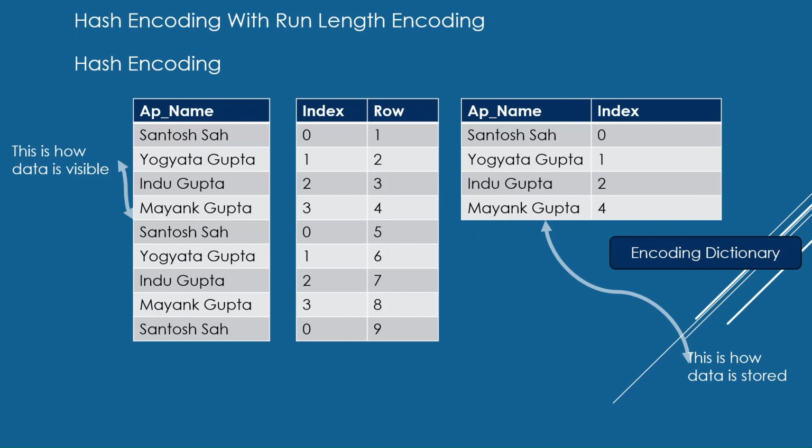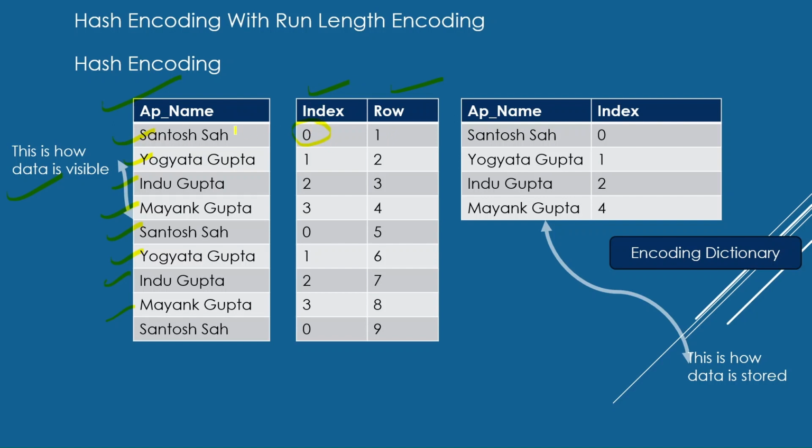Here I am going to give a simple example of how data is stored at the backend with the help of hash encoding. This is the one column and it has these records. This is the data which is visible. Now hash encoding is applied on this column. It will create a table with two columns, one is index and another is row number. This index value will be assigned to each unique value.